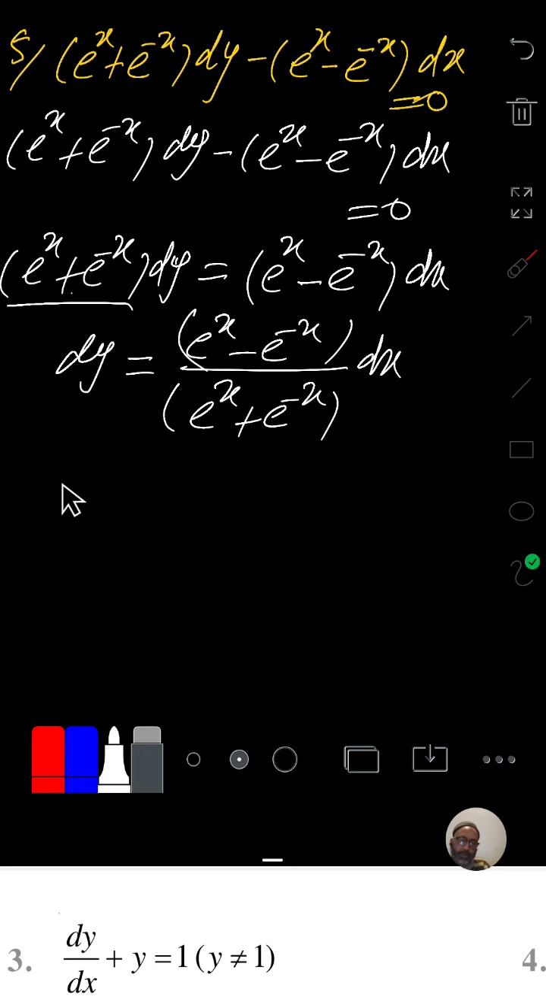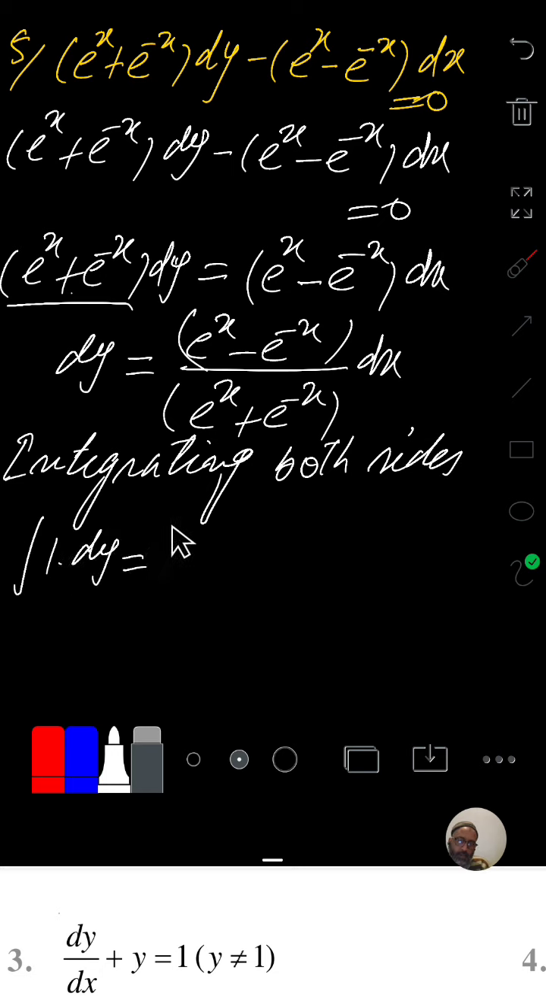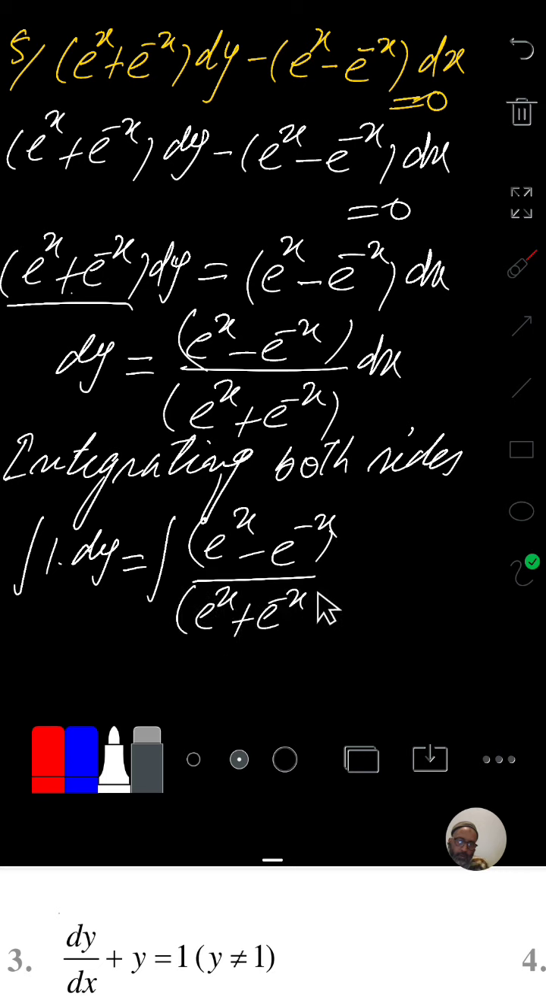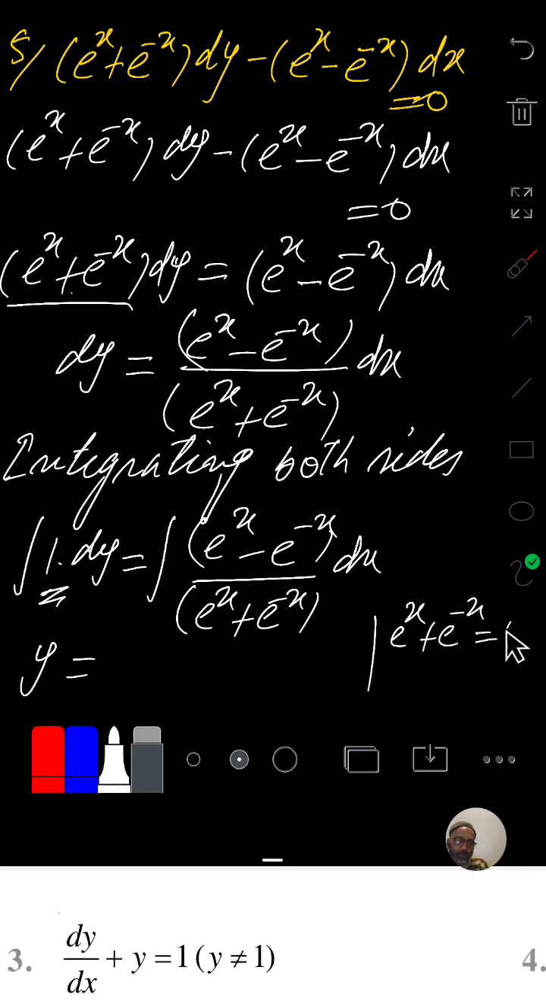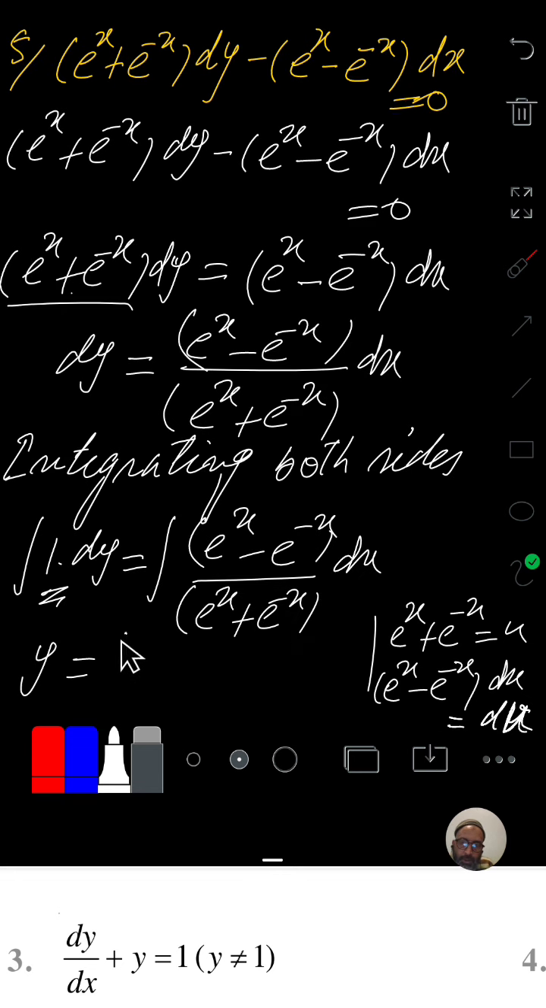So this is variable separable form, so integrating both sides we get integral 1 dy is equal to integral e raised to the power x minus e raised to the power minus x upon e raised to the power x plus e raised to the power minus x dx. Now here y is the integral of 1, and here if we substitute e raised to the power x plus e raised to the power minus x as u, then differentiating this we get e raised to the power x minus e raised to the power minus x dx is equal to du. The right hand side of the equation becomes integral 1 upon u du.